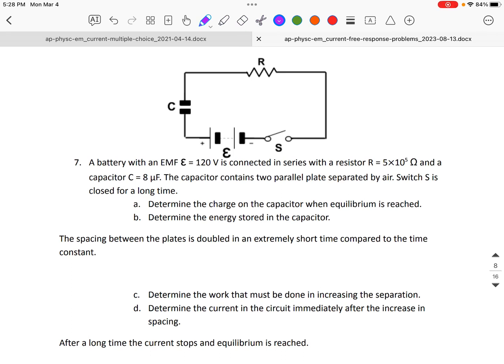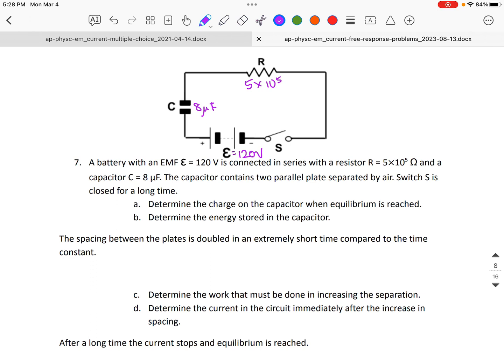Problem number 7, we've got a circuit with a 120 volt battery. It's connected to a resistor, which is 5 times 10 to the 5 ohms, and a capacitor, which is 8 microfarads. The first question states that the switch is closed for a long time. Determine the charge on the capacitor when equilibrium is reached.